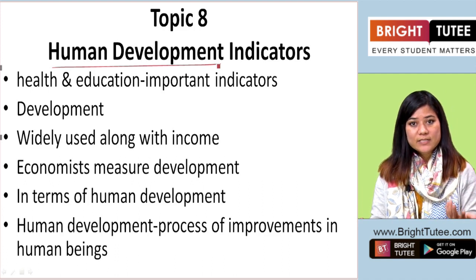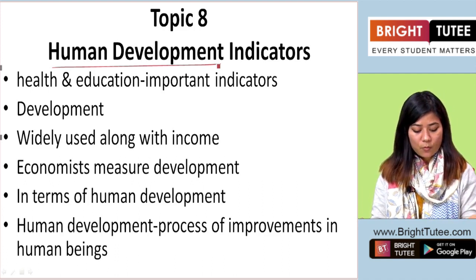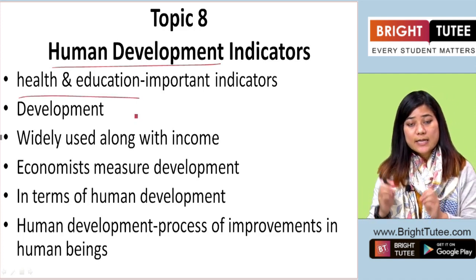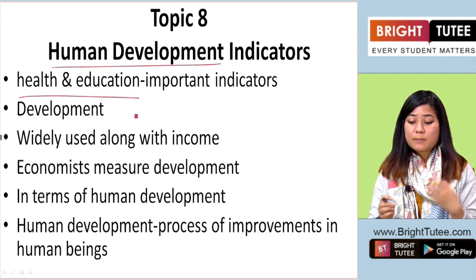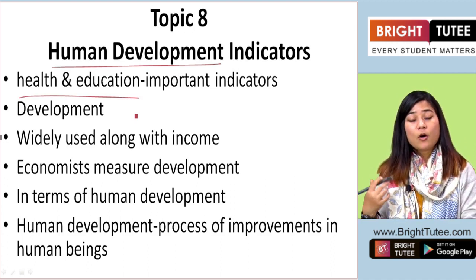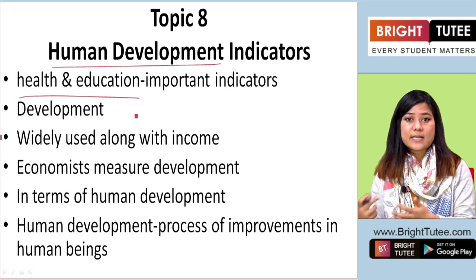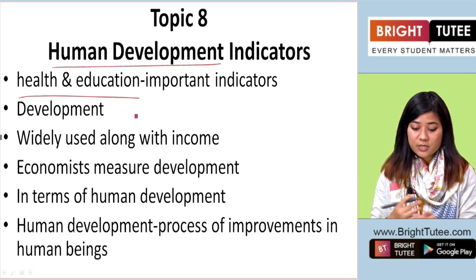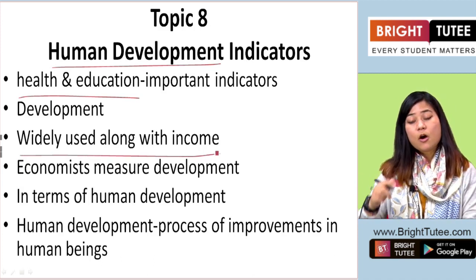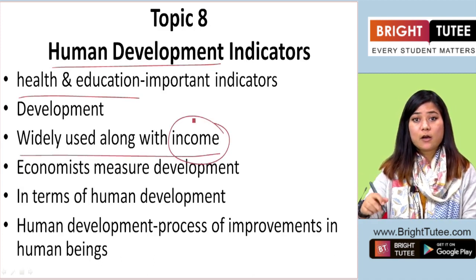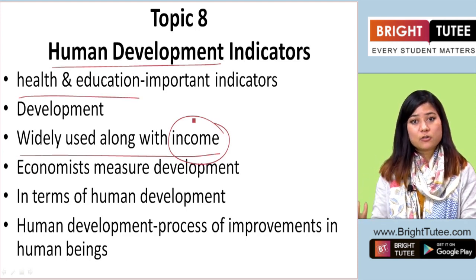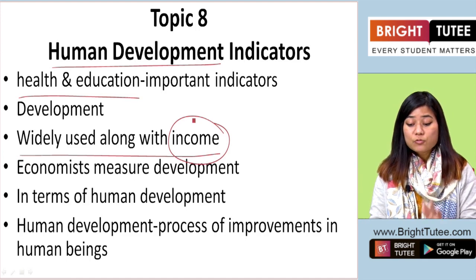Like we learned before, health and education become a very important part of human development, making it an indicator of the progress and economic development of the country. Now, human development is widely used along with national income or per capita income as an indicator to measure economic development. Now, who uses it?